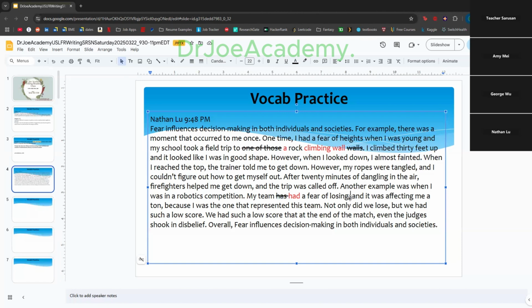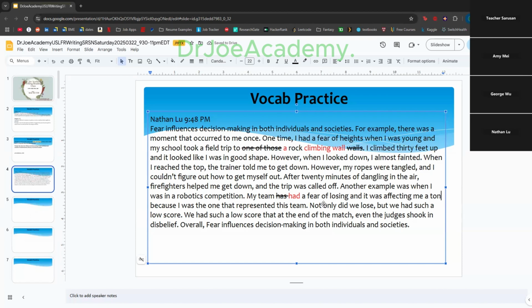So we don't need these commas here because we have a comma that's right before the word "and," which is redundant. Then we have another comma right before the word "because." And typically with the word "because," there's not really a pause there, so we don't really need that comma. So my team had a fear of losing, and it was affecting me a ton because I was the one that represented the team. Not only did we lose, but we had such a low score. We had such a low score that at the end of the match, even the judges shook in disbelief.